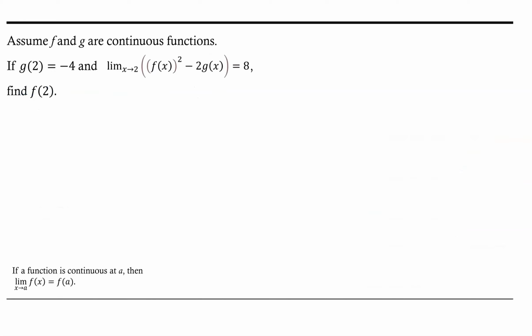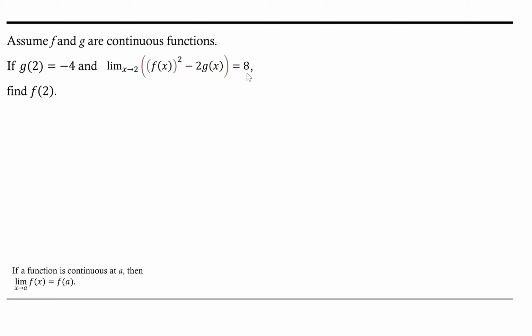Now we're going to take a look at one last example that incorporates a slightly different take on finding a limit with continuous functions. Notice that we're going to assume that f and g are continuous. So the limit as x approaches 2 that we have here stated is perfectly legitimate and can be considered. Okay, so what do we know? We know that g of 2 is equal to -4, and we know that the limit of f of x squared minus 2g of x is equal to 8.